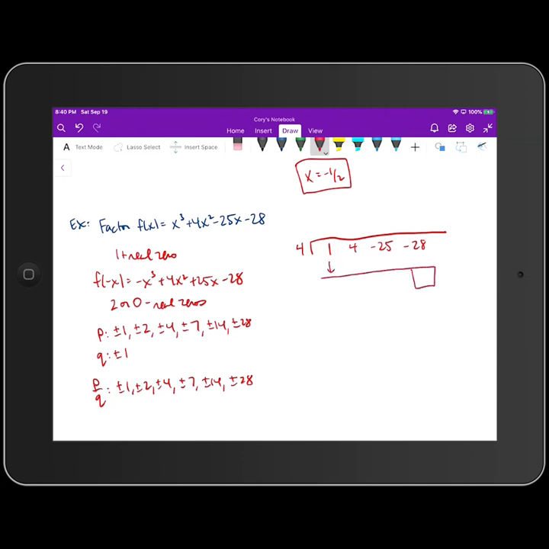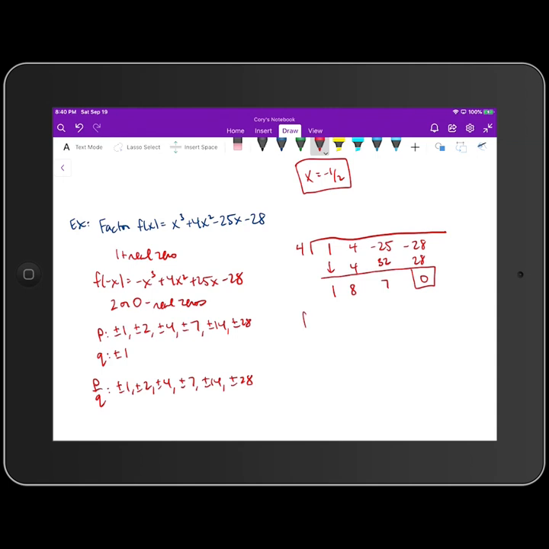So we bring down the first term in line 1. 4 times 1 is 4. 4 plus 4 adds up to 8. 4 times 8 is 32. Negative 25 plus 32 is 7. 4 times 7 is 28. Wow. Thank you, number 4, for calling my name. So that means we get a remainder of 0.